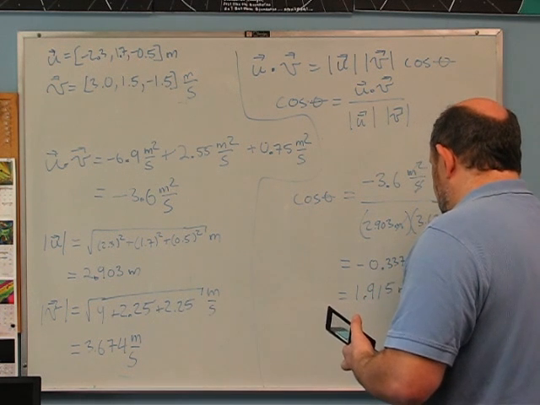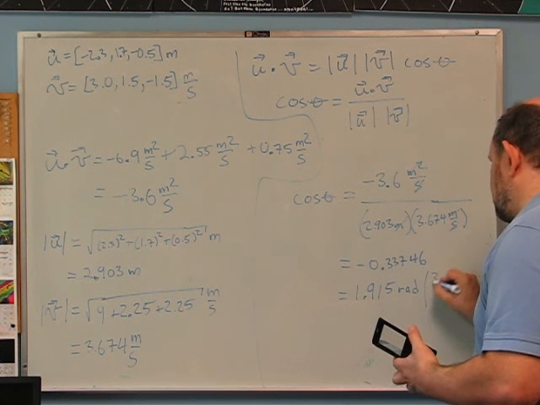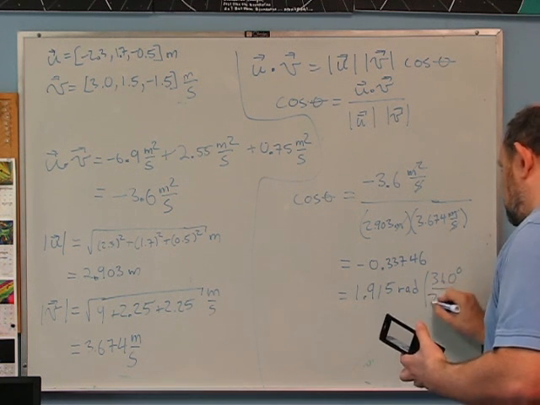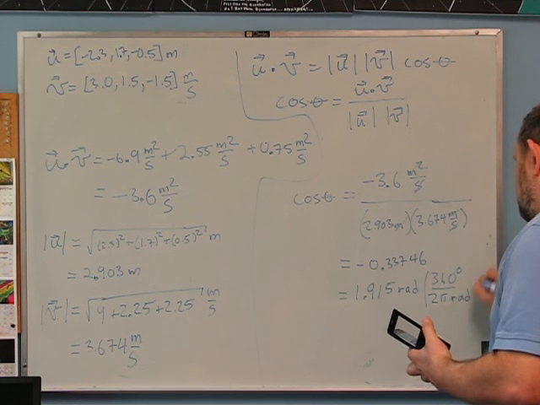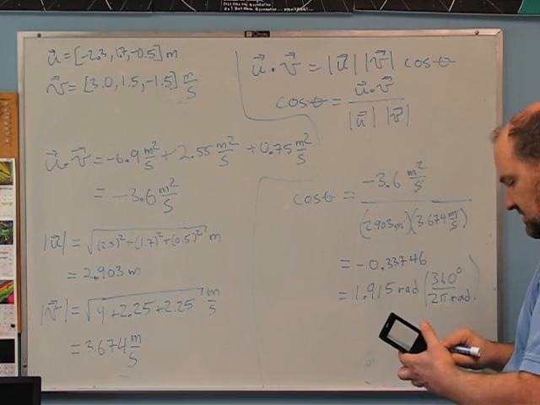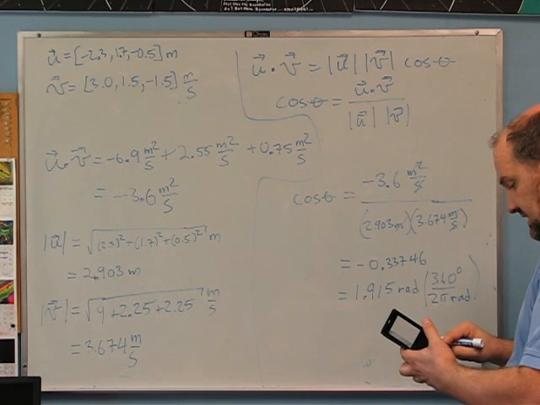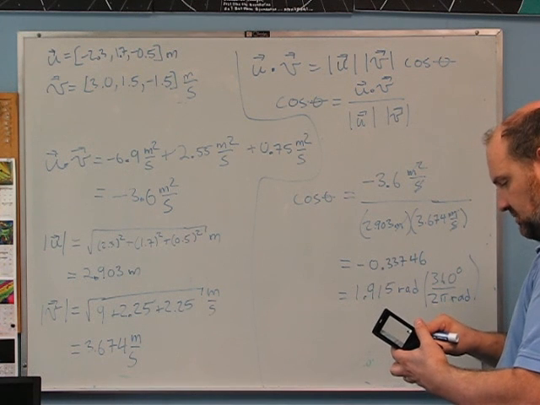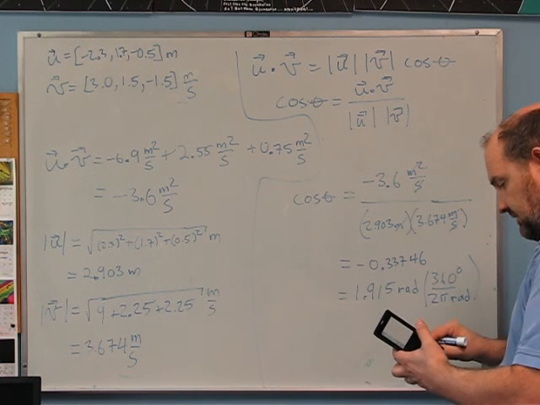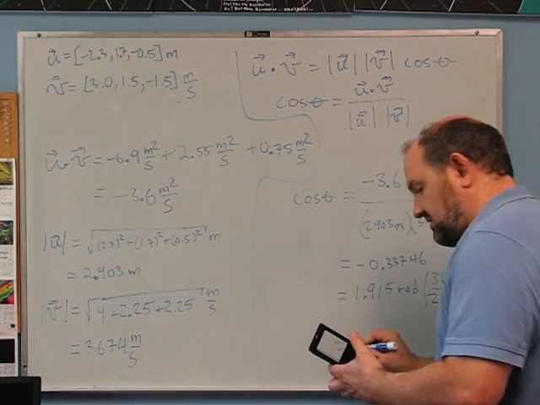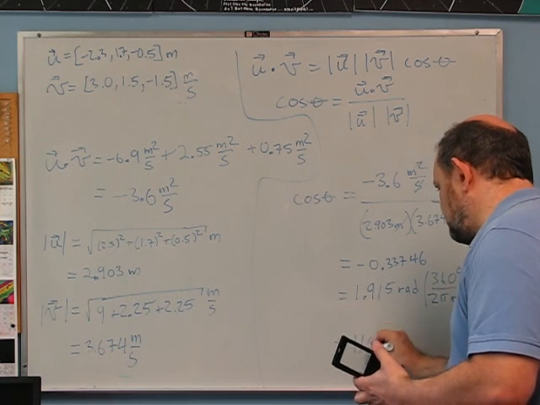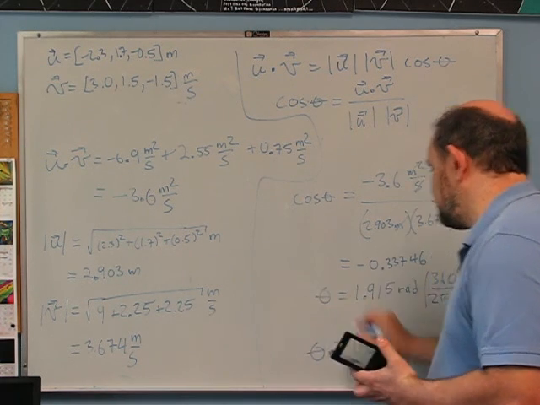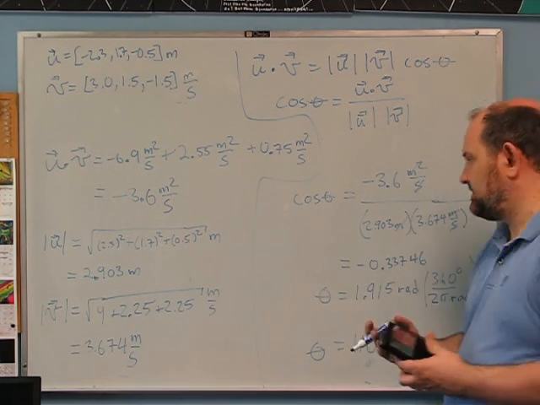1.915 radians. And I can convert that to degrees by saying there are 360 degrees in 2 pi radians. So 2 pi radians is a circle, 360 degrees is a circle. So I multiply this by 360, I divide by 2, and I divide by pi, which takes a whole bunch of buttons to get pi on this calculator, but whatever. And I get 110 to 3 digits, because it's 109.7, so theta is 110 degrees, which is bigger than 90 degrees as predicted.